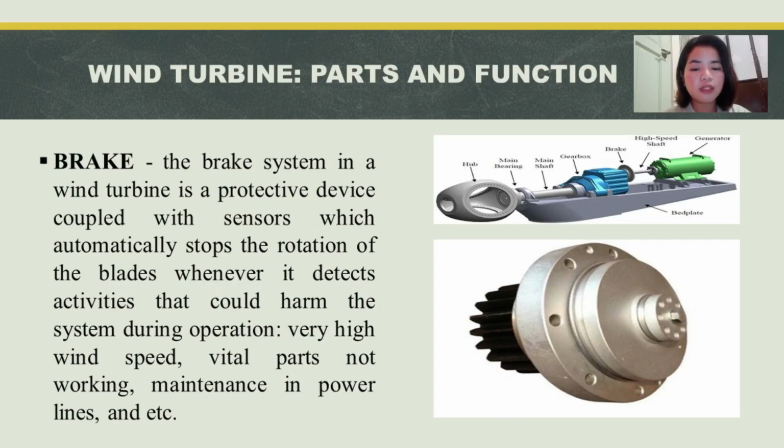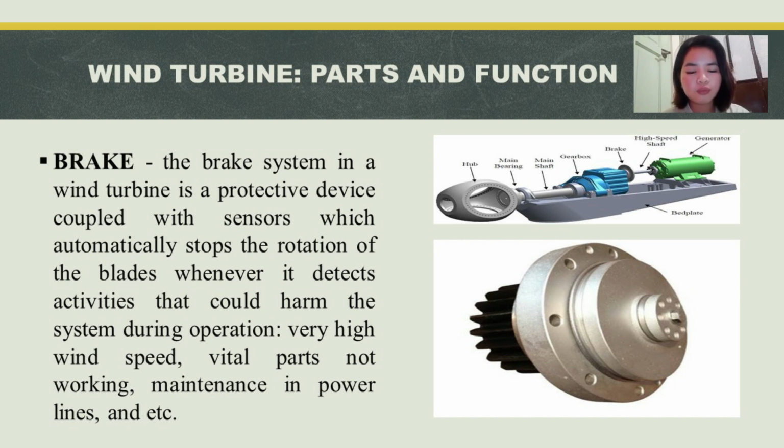And the next one is brake. The brake system in a wind turbine is a protective device coupled with sensors, which automatically stops the rotation of the blades whenever it detects activities that could harm the system during operation. Or very high wind speed, vital parts not working, maintenance in power lines, and etc. Those are the examples of the brake.